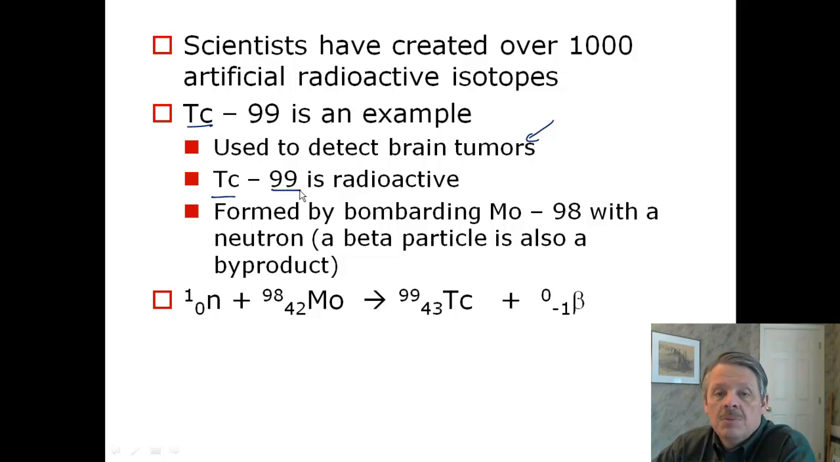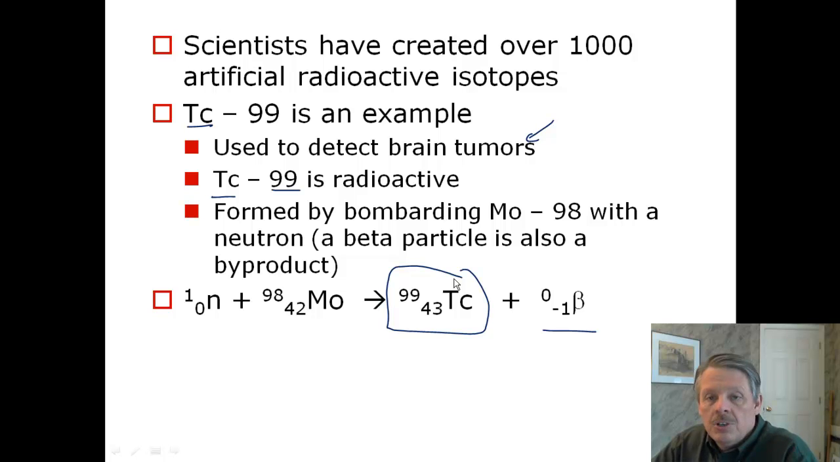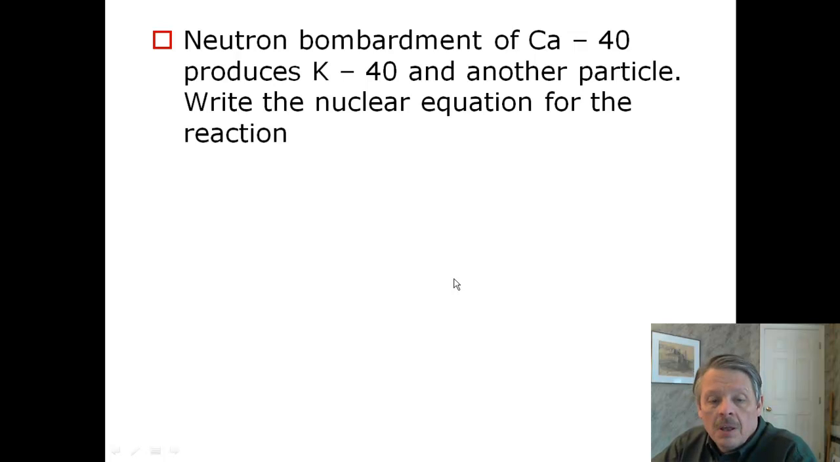And technetium-99 is radioactive, and it's formed by bombarding molybdenum-98 with a neutron. Now, it also produces a beta particle, but the thing that we really want is this stuff. And why do we want technetium? Well, we use it in the medical field to trace tumors, right? And we'll talk about that again in a different podcast, but that's what we do. We create it. All right, we've got 4 examples where we're going to go through and we're going to bombard things with other particles, and we should be able to figure out what the nuclear equation is for that reaction.